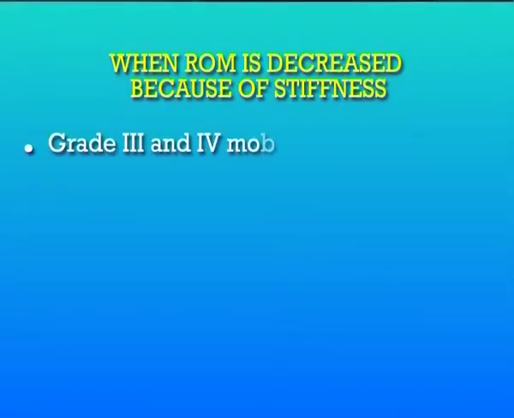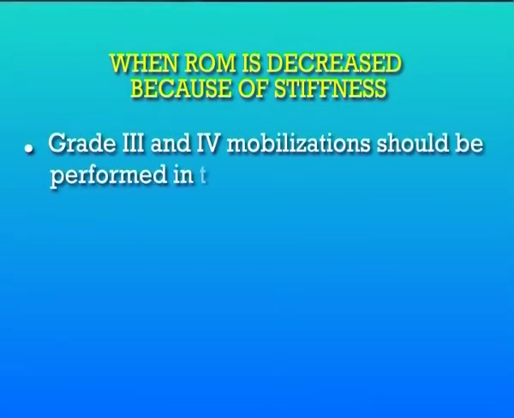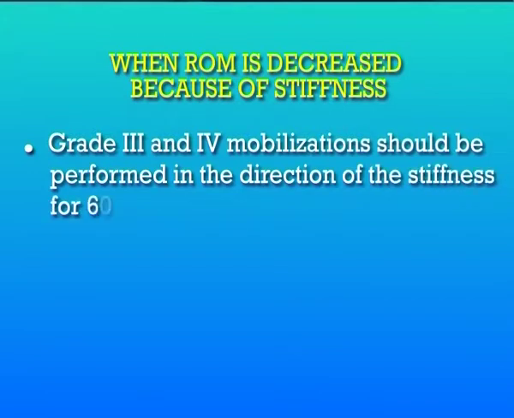Function should be assessed after mobilization to determine whether any changes have been achieved. When range of motion is decreased because of stiffness, grade 3 and grade 4 mobilization should be performed in the direction of the stiffness for 60 seconds if possible. Function should be assessed after mobilization to determine whether any changes have been achieved.